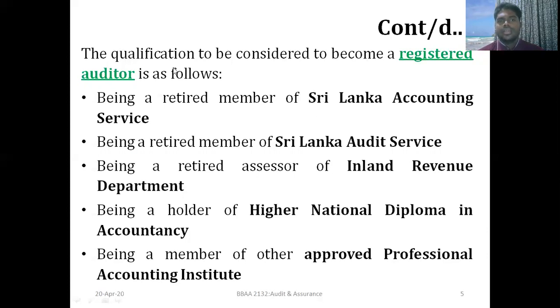Earlier, they mentioned the qualifications to be considered to become a registered auditor. What are those qualifications? For example, being a retired member of Sri Lanka Accounting Service. A person after retiring from the accountancy service becomes a registered auditor. Otherwise, a retired member of Sri Lanka Audit Service can also function as a registered auditor. Otherwise, being a retired assessor of the Inland Revenue Department. Being a holder of a higher national diploma in accountancy. In addition, people who completed other professional courses except CA Sri Lanka, such as CMA, CPA, ACCA, whatever the professional courses, also come under registered auditor.